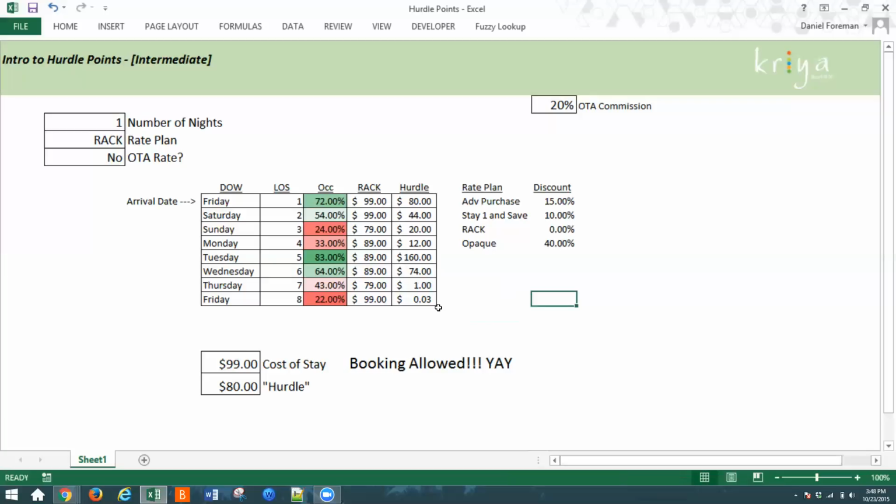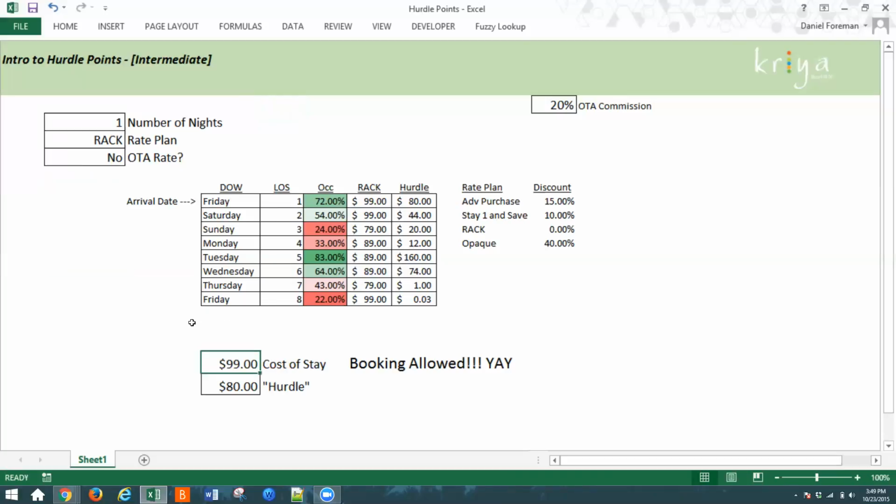So let's take a couple of examples. I've built this spreadsheet here for you guys just to run through what the hurdle points' effect is going to be on different rate plans and different lengths of stay. So for instance, let's start with this first example that's already loaded. So we have a 1-night stay at a rack rate. This is not going to be an OTA booking. So will this guest be able to stay? Arrival on Friday night? The answer is yes.